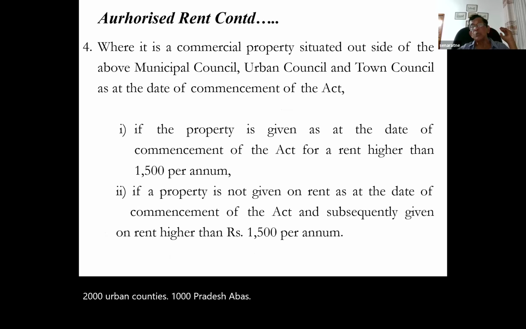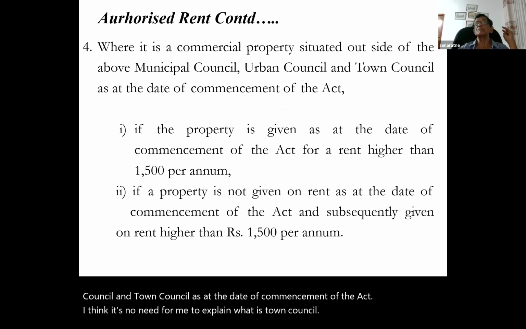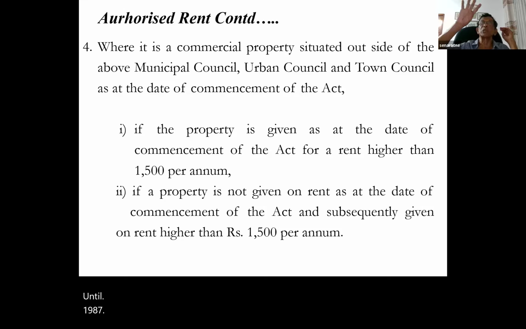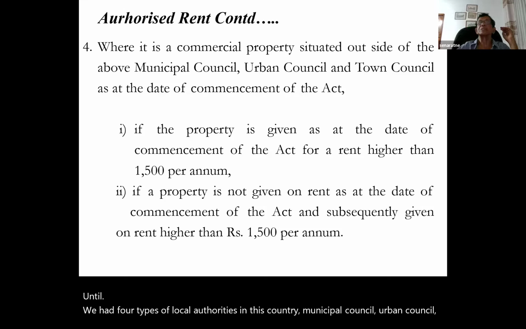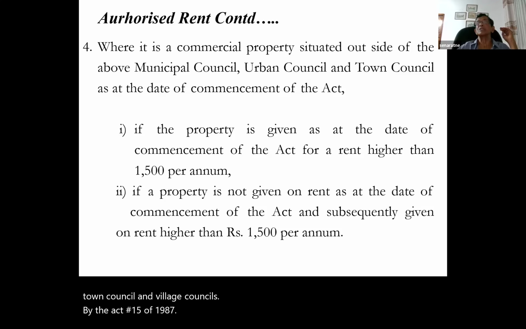Where it is a commercial property situated outside of the above municipal council, urban council, and town council as at the date of commencement of the act. I think there is no need for me to explain what is a town council, because until 1987, we had 4 types of local authorities in this country: municipal council, urban council, town council, and village councils. By the Act number 15 of 1987, town councils and these village councils amalgamated and formed Pradesh Sabhas. Keep that also in mind.